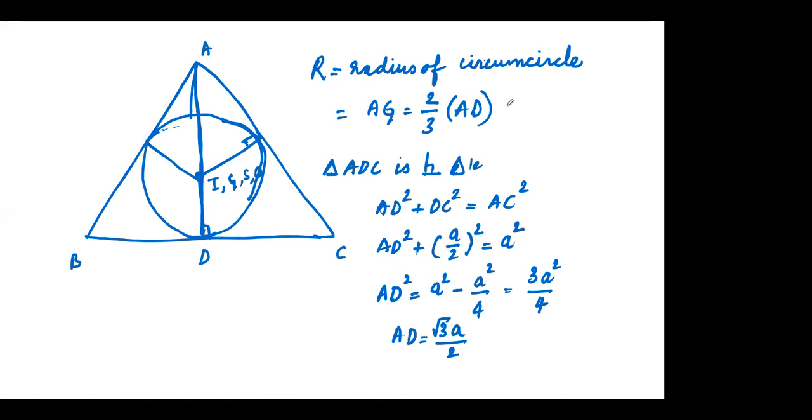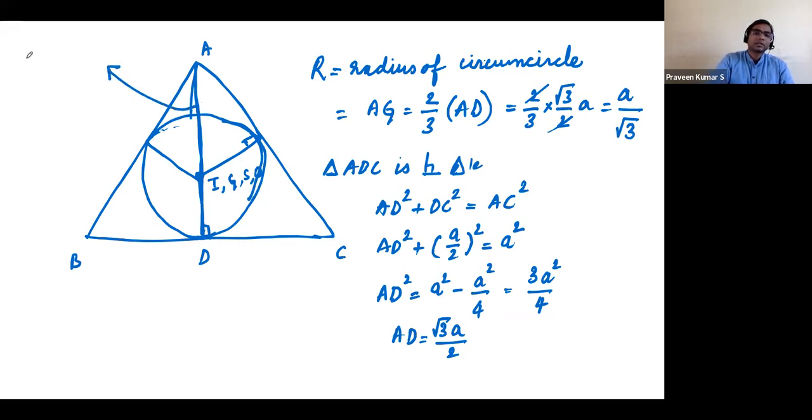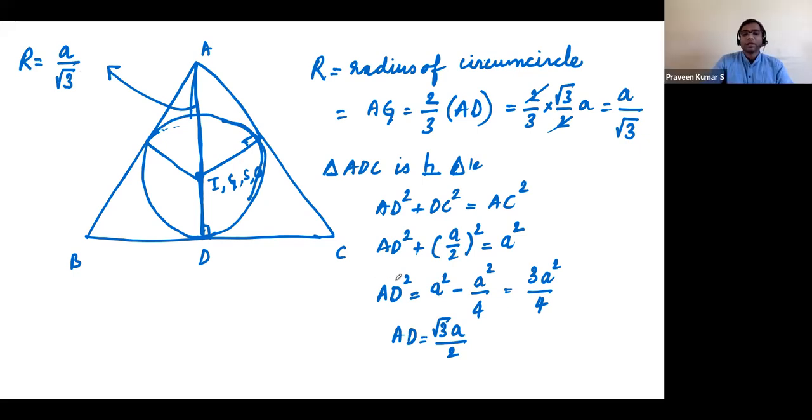Now if I bring it back and substitute it here, 2 by 3 into root 3 by 2 into a. 2 and 2 will get cancelled. Root 3 will be left in the denominator. So a by root 3. So what does this mean? The radius of the circumcircle will be equal to a by root 3. Now what will be the radius of the incircle?